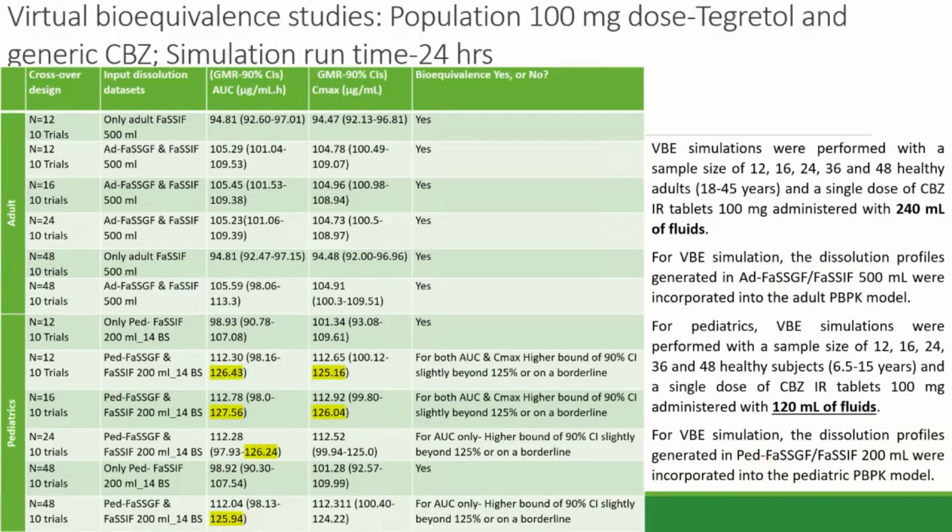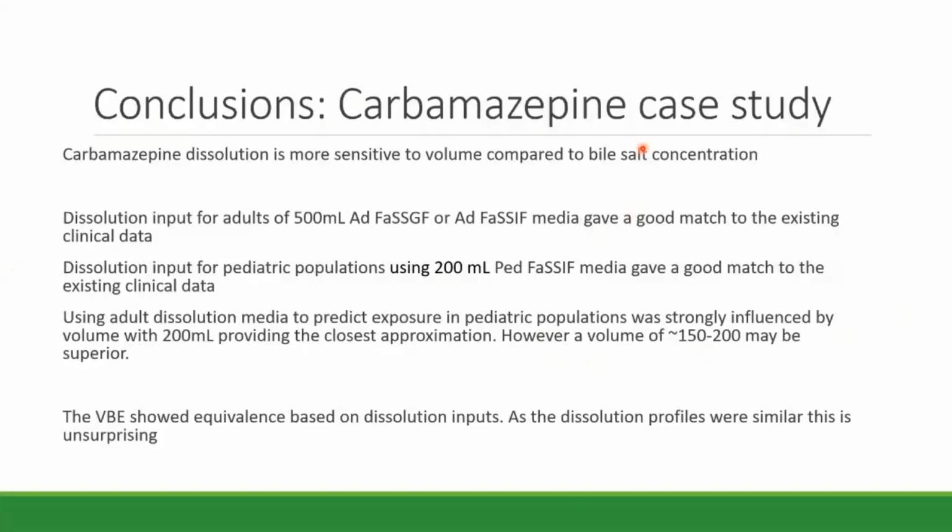In conclusion, we can show that carbamazepine dissolution is more sensitive to volume compared to the composition of your intestinal fluids. The integration of 500 millilitres of adult simulated fluids was giving a good match to clinical data, and 200 millilitres of our paediatric simulated intestinal fluids, again, likewise giving a good match. If you desperately need to use adult data, I would recommend a volume of 150 to 200 millilitres as being superior. And the virtual bioequivalence was showing good data, and it was really dependent on our dissolution inputs, which is perhaps unsurprising.